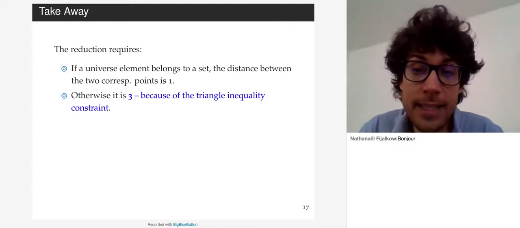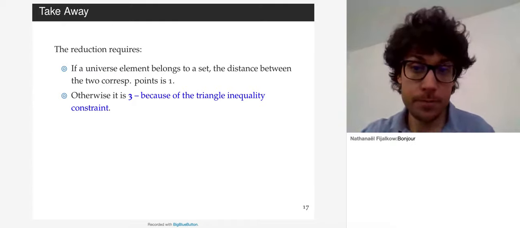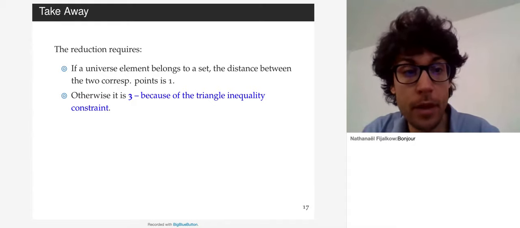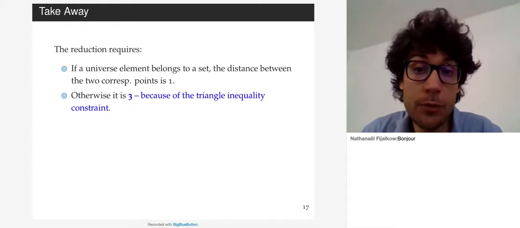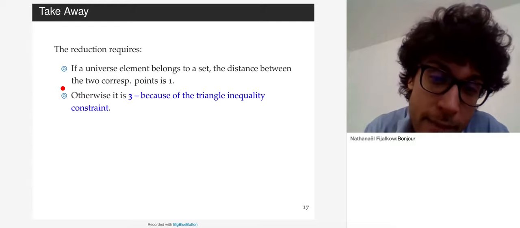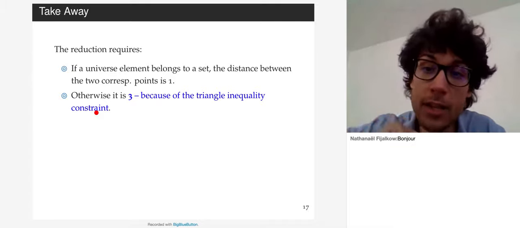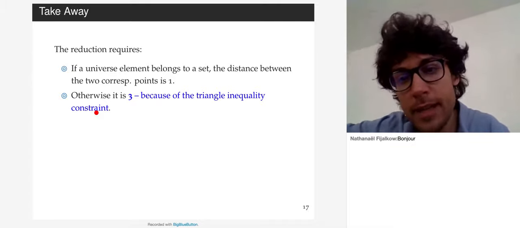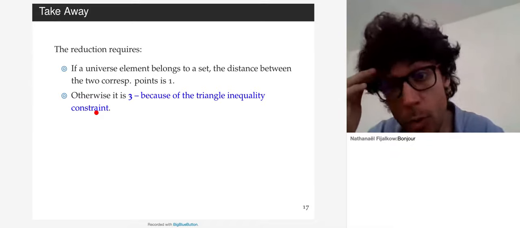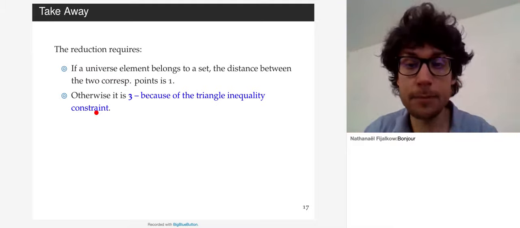If I could put distance infinite, then I would be happy because the gap will be even higher. The thing is that I can't put more than 3 because of the triangle inequality constraint. If I choose to satisfy the first constraint, the largest number I can put here is going to be 3. Otherwise I can go to a set, then to another element, then to another set, so it's a 3-hop distance. That's the best I can do if I want to ensure that my instance satisfies the triangle inequality. So it's a metric.